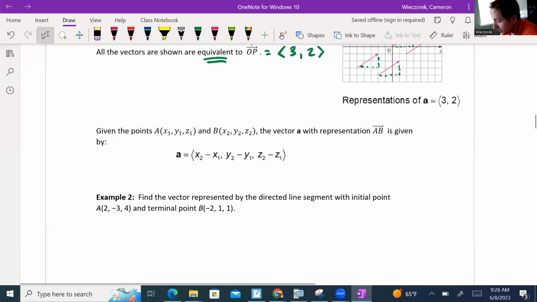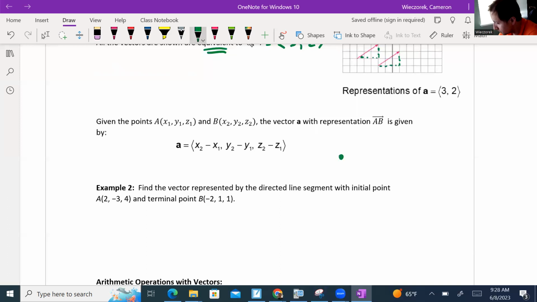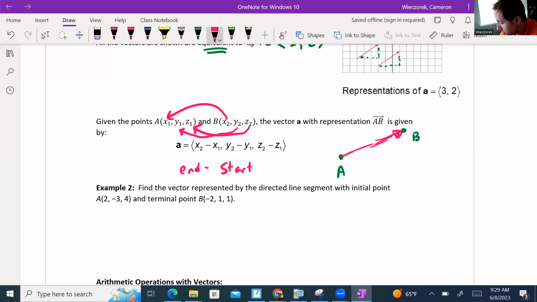If I want to create a vector between 2 ordered pairs, say I was starting at point A and ended at point B, and I wanted to say what vector describes that directed ray, all I would do is I would subtract x coordinates, subtract y coordinates, and subtract z coordinates. Terminal point minus initial point for the x coordinates, terminal point minus initial point for the y coordinates, terminal point minus initial point for the z coordinates. So it has to be ending point minus starting point when you're writing your vector.